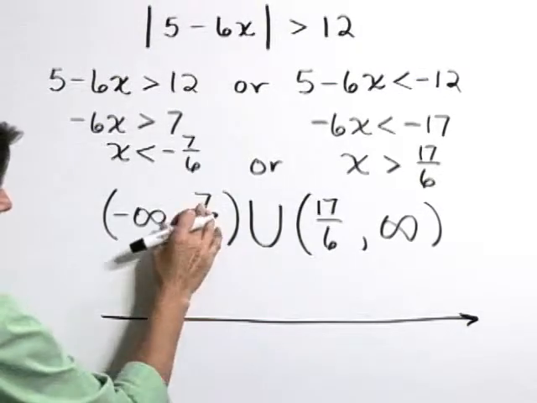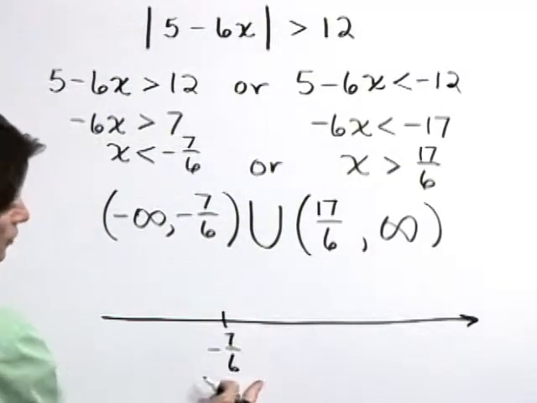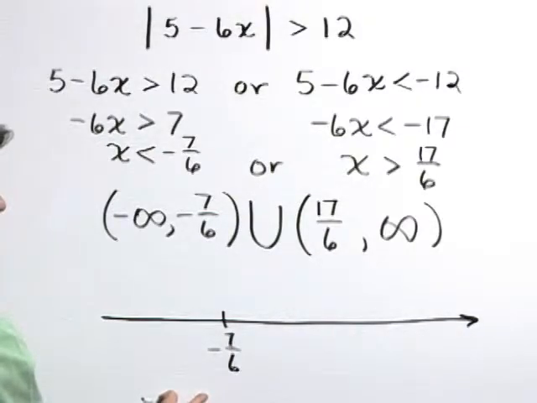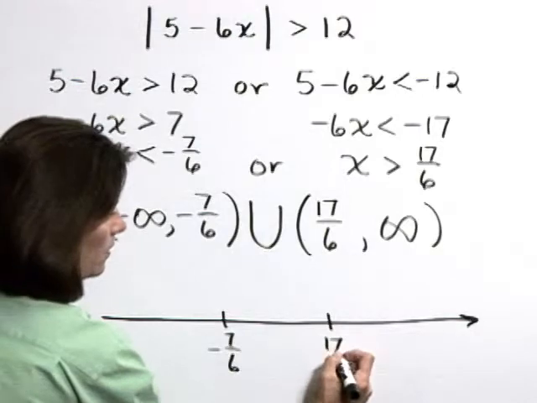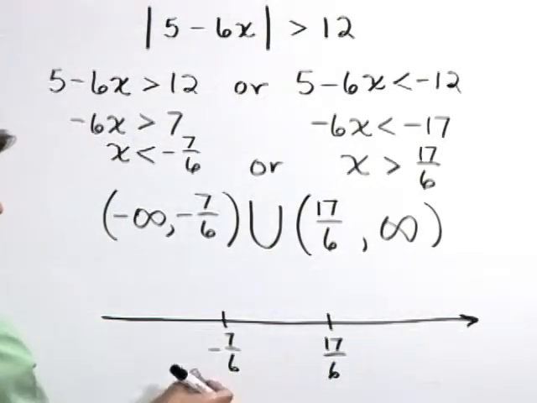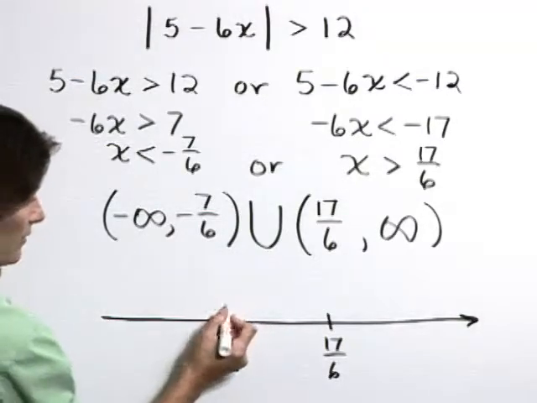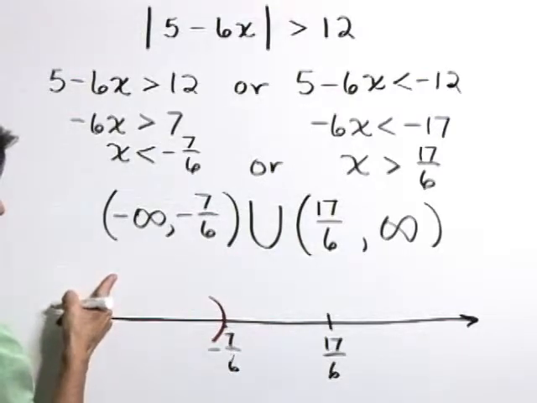I'm just going to locate a negative 7/6. We know that's to the left of 0 on the number line. Positive 17/6, that would be to the right of 0 on the number line, and definitely to the right of any negative number.